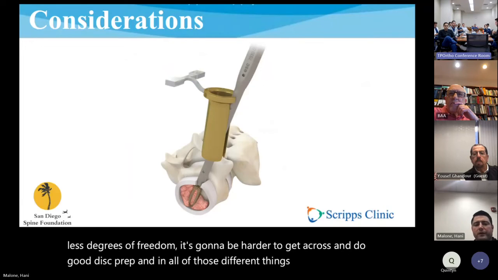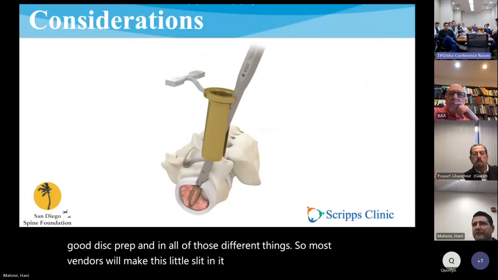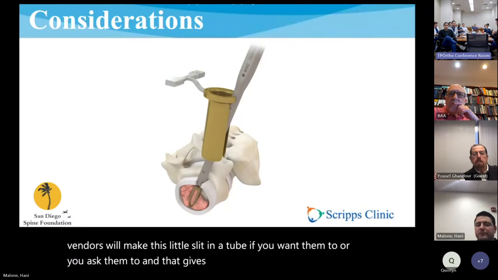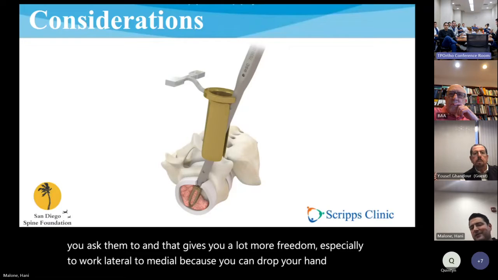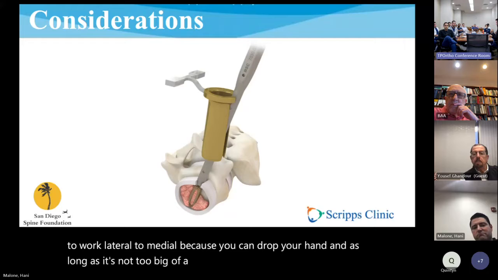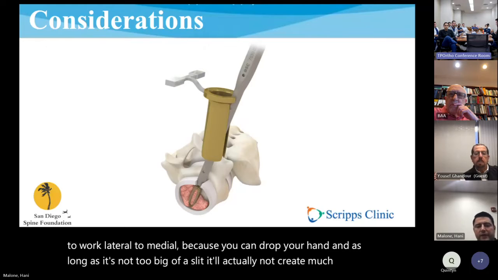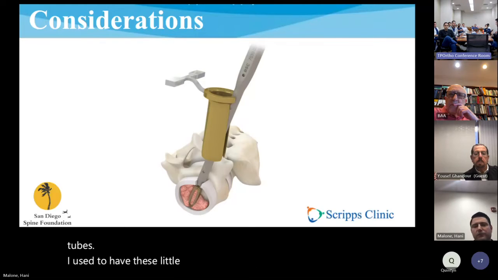So most vendors will make this little slit in a tube if you ask them to, and that gives you a lot more freedom, especially to work lateral to medial, because you can drop your hand. And as long as it's not too big of a slit, it'll actually not creep much. So all of the tubes I use have these little slits in them, and it actually helps a lot.